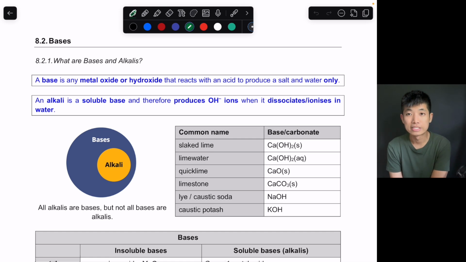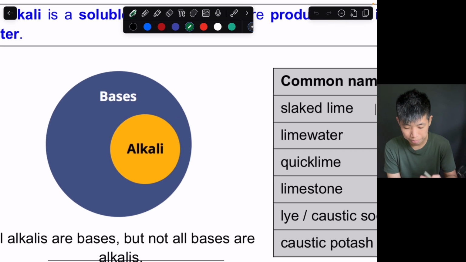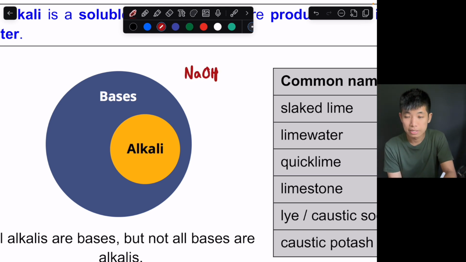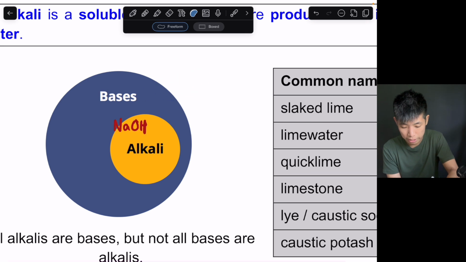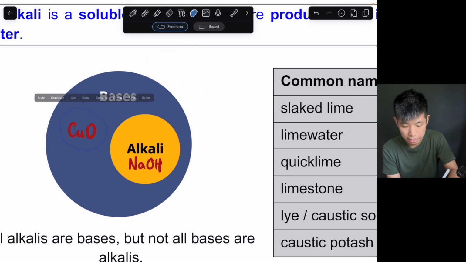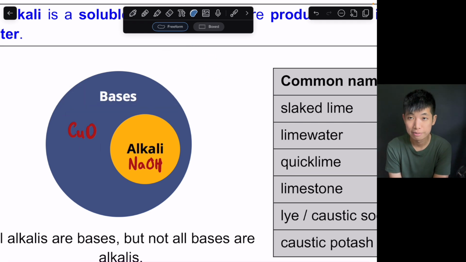An alkali is a special type of base that is soluble in water and therefore produces hydroxide ions. Like an acid, an alkali undergoes the process of dissociation. If we were to look at a Venn diagram, all alkalis are bases, but not all bases are alkalis. So sodium hydroxide is a base. It is also an alkali. Copper(II) oxide, because it's insoluble in water, is a base, but it's not an alkali. So an alkali must be something that is soluble in water.